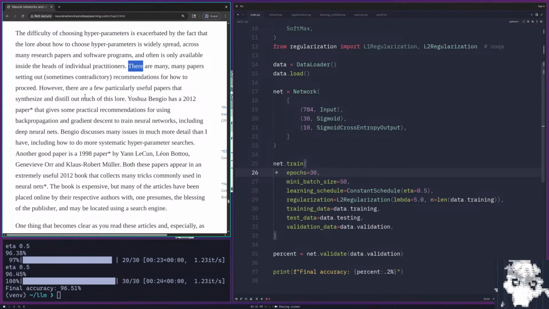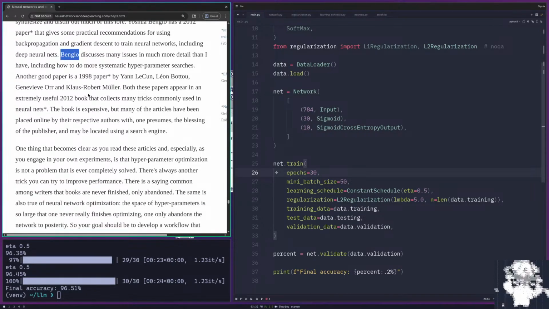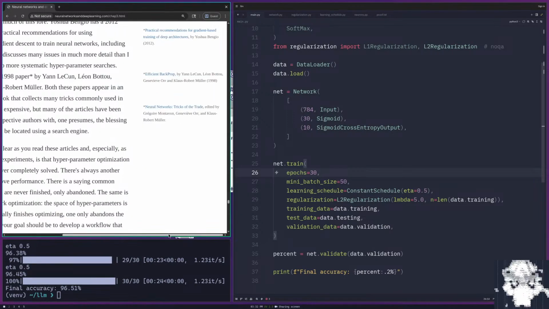However, there are still a few particularly useful papers that synthesize and distill out much of this lore. Yoshua Bengio has a 2012 paper that gives some practical recommendations for using backpropagation and gradient descent to train neural networks. We took a look at that paper earlier already. Including deep neural nets, Bengio discusses many issues in much more detail than I have, including how to do more systematic hyperparameter searches. Another good paper is a 1998 paper by Yann LeCun, Léon Bottou, Genevieve Orr, and Klaus-Robert Müller. Both these papers appear in an extremely useful 2012 book that collects many tricks commonly used in neural networks. The book is called Neural Networks: Tricks of the Trade.